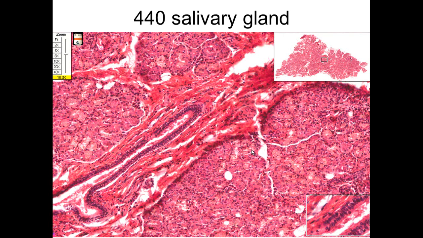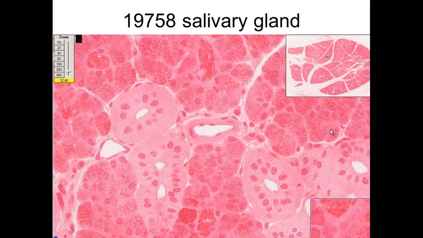At 40x, we will see the glandular secretion portion, but also the excretory duct. This is the excretory duct here, which is stratified columnar, as I mentioned to you before. Connective tissue all through there. Here's a nice acinus with a mucus type secretion with flattened nuclei.